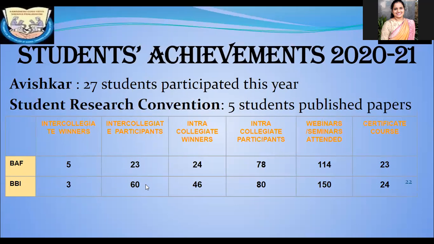The next is about our students' achievements. Students, you can see this slide. Our students are very active in curricular and co-curricular activities. Last year, 27 students from our department participated in the university level research convention, Avishkar. This is a very important research convention. Our teachers guided the students, so 27 students participated in 2021 in Avishkar. You can also see the participants list in inter and intra-collegiate level webinars, certificate courses and other events. There were a good number of participants as well as winners. You can see this chart.